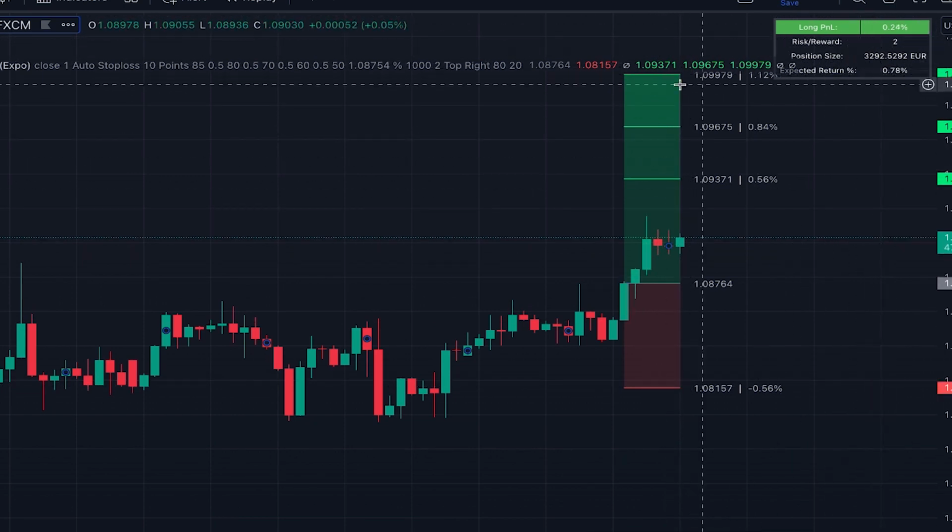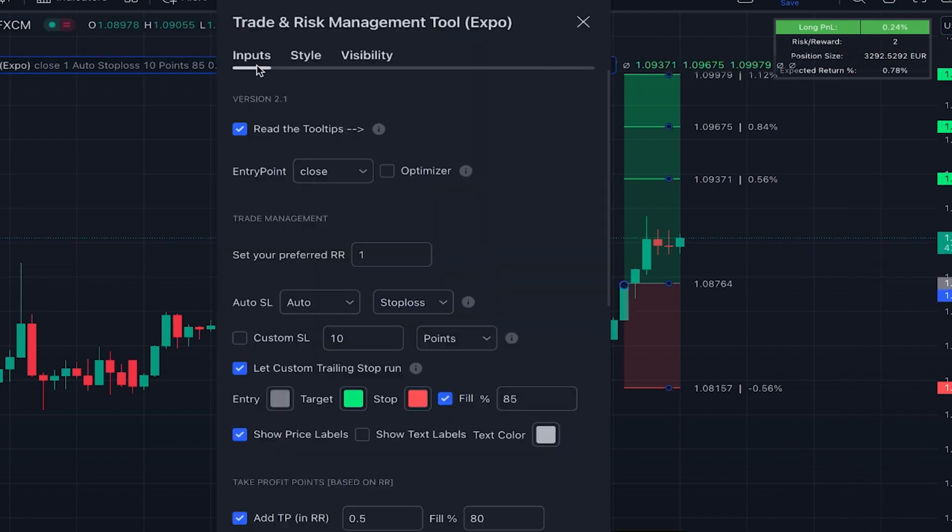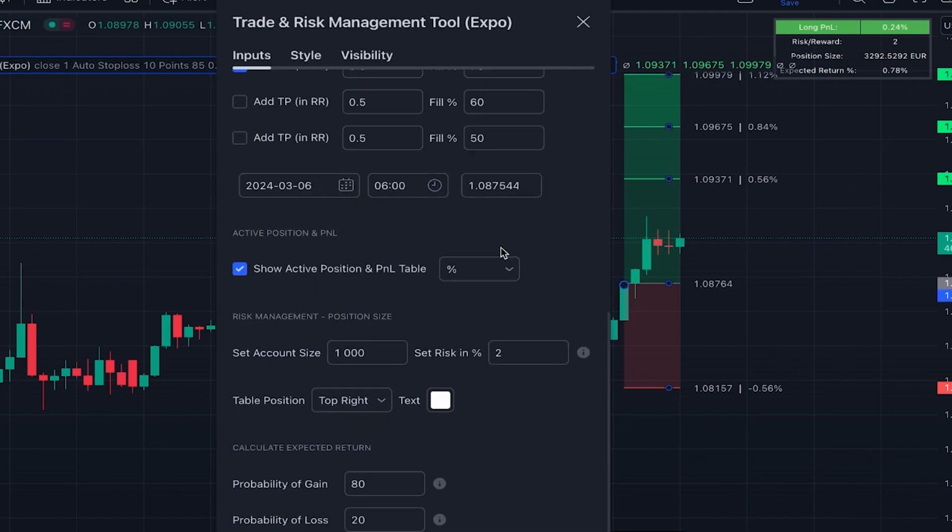As you can see, first we go to the settings of the indicator, and here in the inputs tab we scroll down and we set the risk at 1%, so we only lose 1% of our trading account in case the price hits our stop loss. And here you can set your account size. Consider we have $1,000 in our trading account.